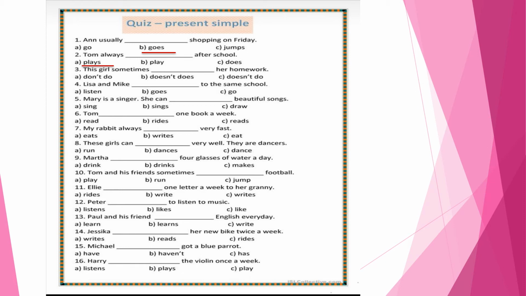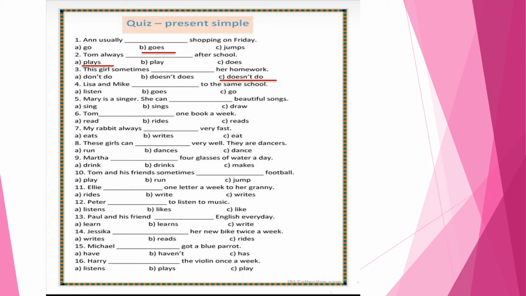Number 3, that girl sometimes don't do, doesn't do her homework, okay? Your subject here is that girl. If you cross it, you will add the pronoun she. She sometimes don't or doesn't. Of course, you will use doesn't with this girl or with she, okay? So doesn't, and after doesn't or don't, your verb must be an infinitive without any additions, okay? So it will be do. So doesn't do. That girl sometimes doesn't do her homework.